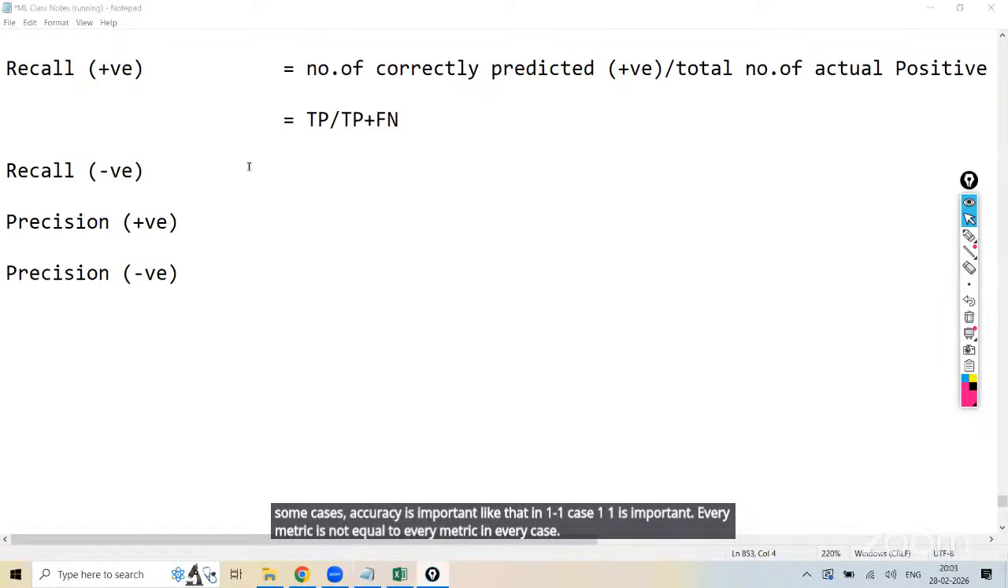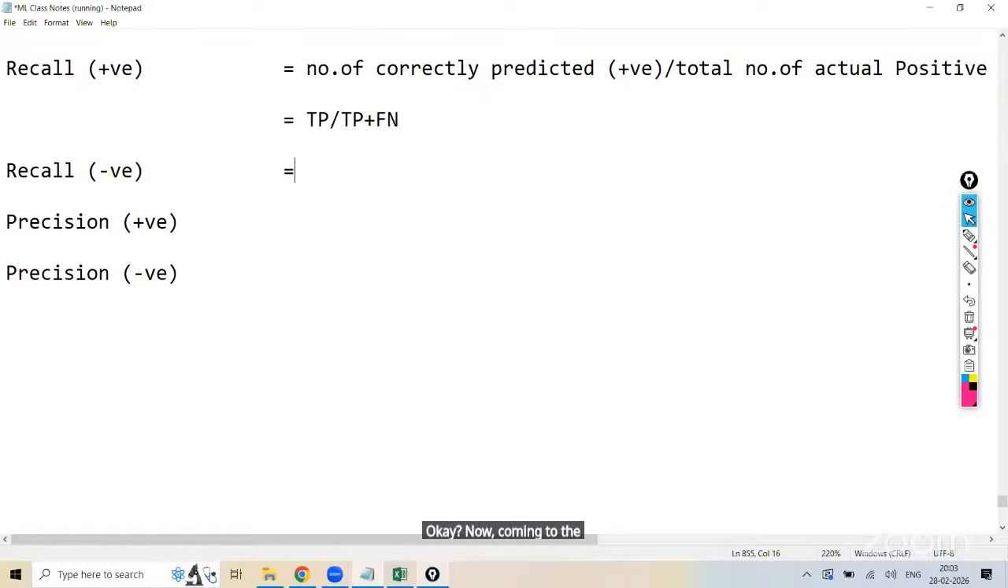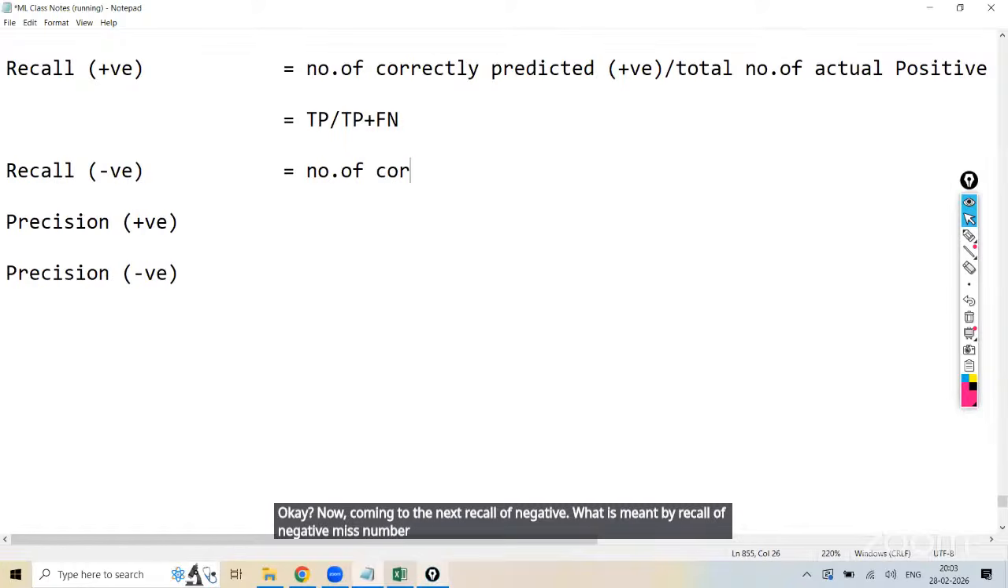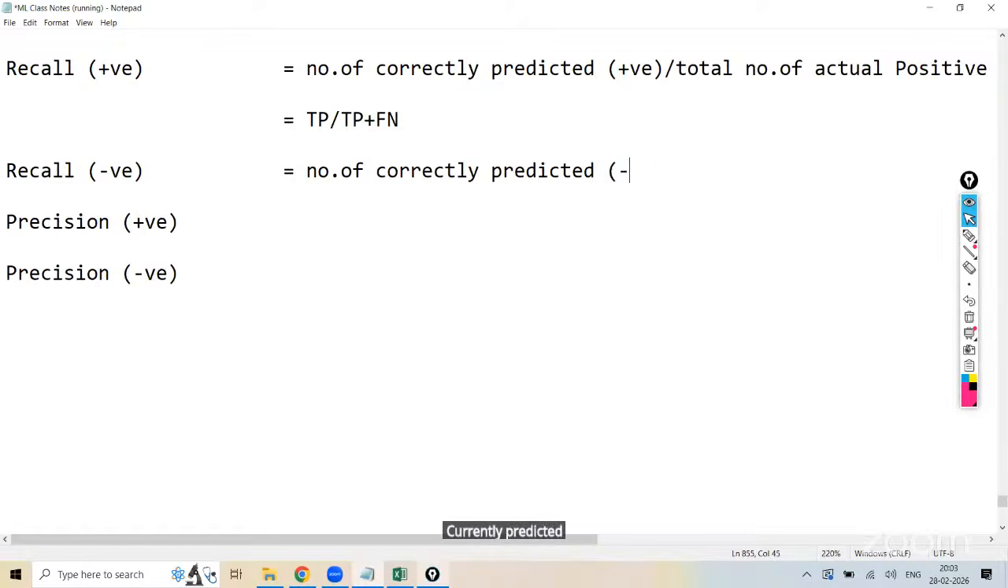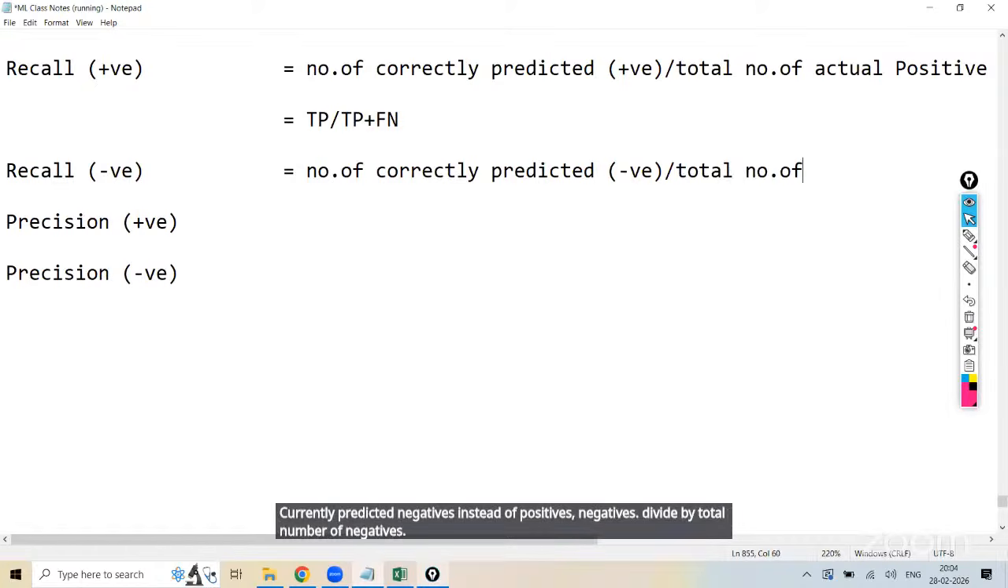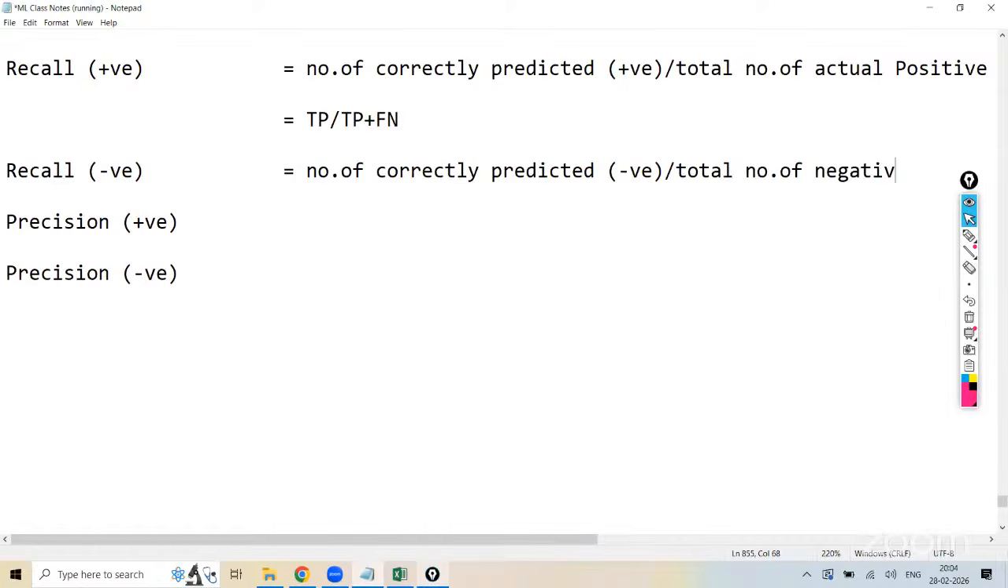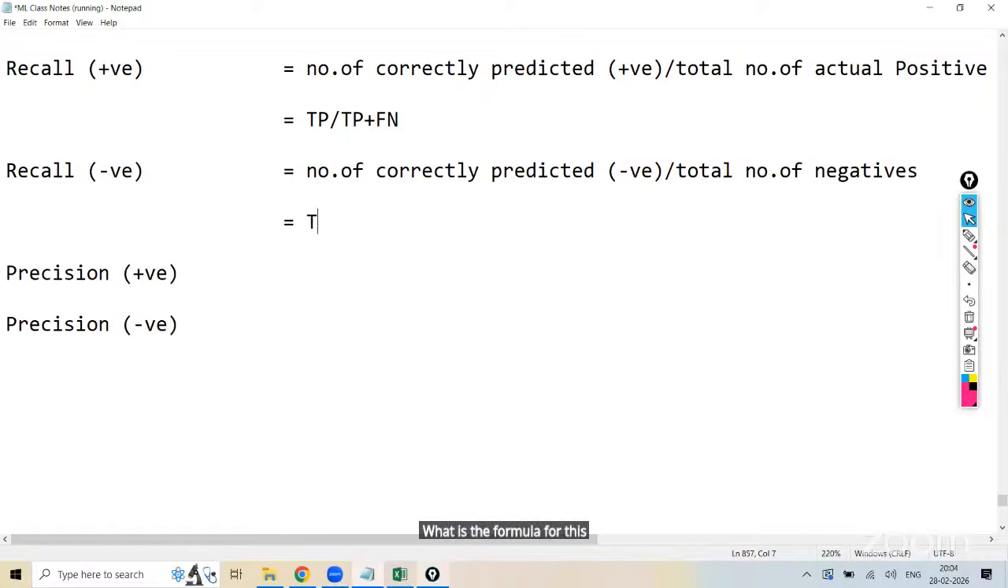Okay. Now, coming to the next, recall of negative. Recall of negative is the number of correctly predicted negatives, negatives instead of positives, divided by the total number of negatives. What is the formula for this? TN divided by TN plus FP.